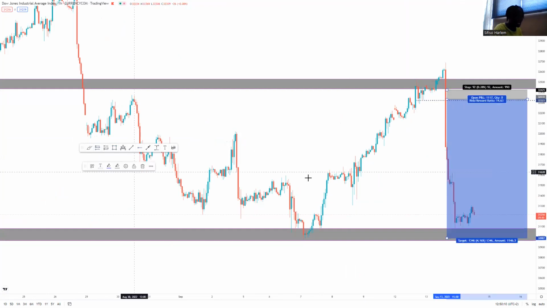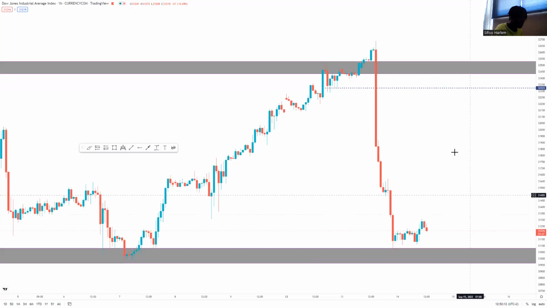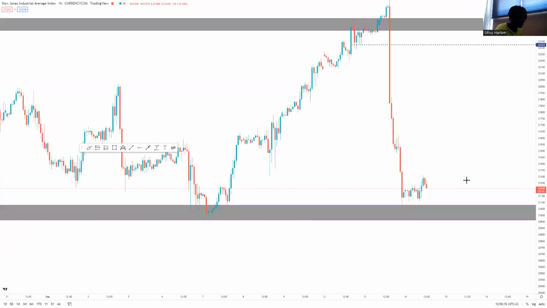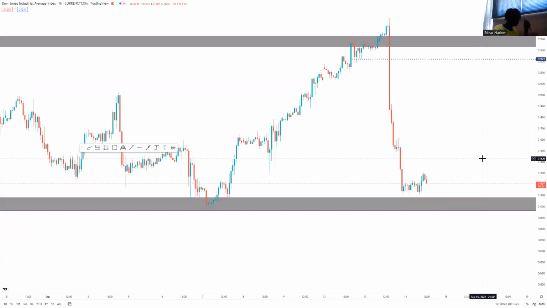So I still see a further move to the downside, but I'm simply waiting for price to break the lows before I can start looking for a continuation to the downside. That's it on US 30, and those are some of the reasons why we had that impulsive move to the downside.